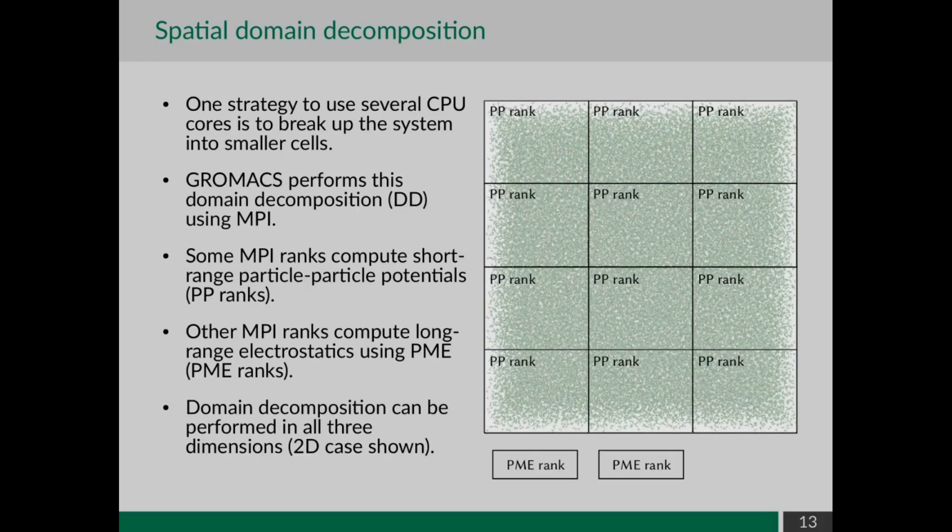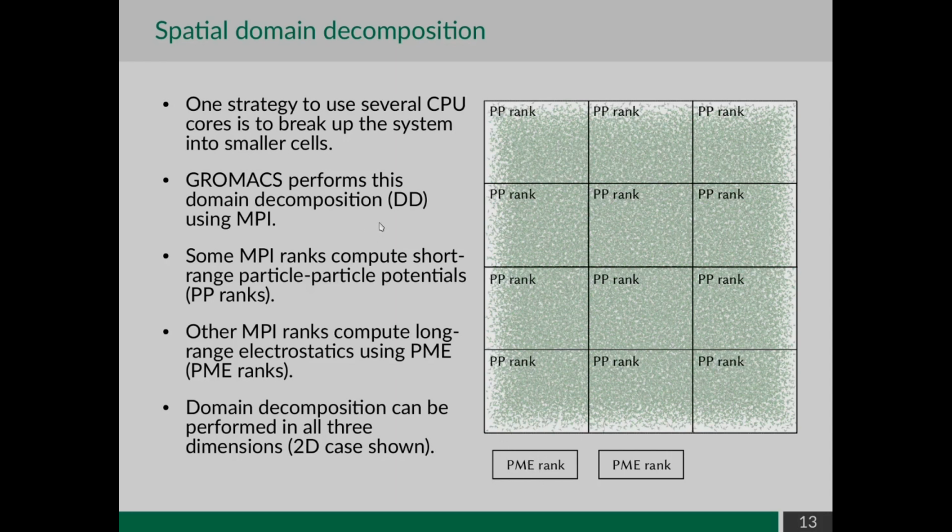With spatial domain decomposition instead, we break up the system into smaller cells. For instance, here on the right, I've shown our water box being split into 12 different cells. And one CPU core will be responsible for each of these little cells. In addition, the long-range electrostatics will be under the responsibility of different CPU cores. So here, for instance, I would have 14 CPU cores working together on the simulation. 12 of them would be working on what we call the particle-particle part of the system, and 2 of them would be working on the PME, particle mesh Ewald.